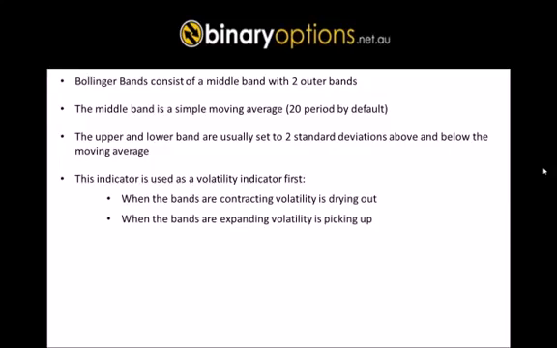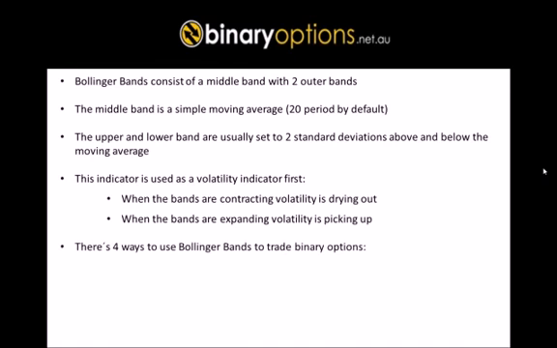When the bands are contracting, volatility is drying out. This means that when the bands are close to each other, price action is more than likely to be very choppy and in a narrow range. But when the bands are expanding, volatility is picking up, meaning that price is actually moving and we can make money out of those moves, because remember guys that as traders we profit from big moves in price.